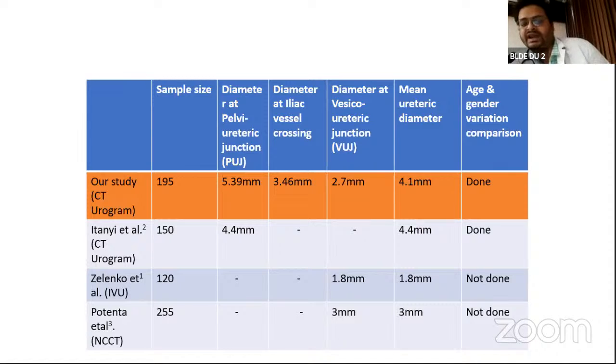However, when seen for Zelenko et al. and Potenta et al., they had conducted the study after data they obtained from intravenous urogram and non-contrast CT, both of which are inferior to CT urogram. And we have also gone forward with the gender and age variation comparison for the Indian subpopulation.